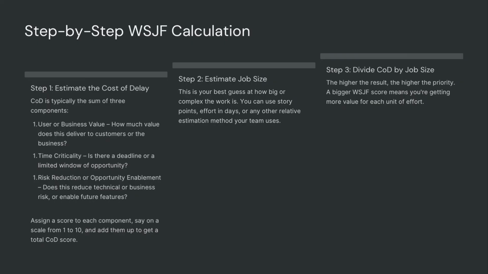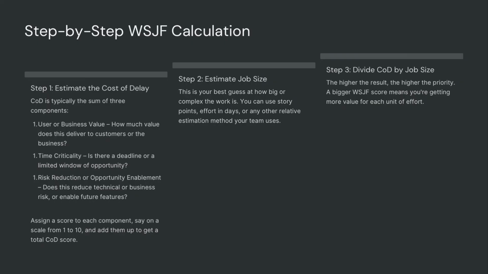Gotcha. So cost of delay isn't just dollars and cents, it's also urgency, risk, future potential. That's a really important nuance. Okay, so we've quantified the cost of waiting. Now the other side. Step 2, estimating the job size. How do we tackle that part? Exactly. COD is holistic. For job size, again, it's about your best relative guess. How big is this compared to other things? Use whatever your team normally uses. Story points are common. The key really is don't get lost trying to be perfectly precise. No need for detailed hour-by-hour breakdowns. Keep it relatively quick, collaborative.